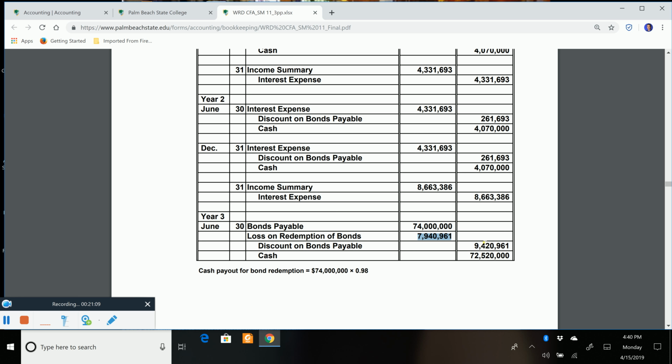So a lot of things going on here in this chapter, mostly related to bonds payable, selling bonds payable at a premium, at a discount, at face value, amortizing those premiums and discounts, and of course selling the bonds or calling the bonds from the bondholders.